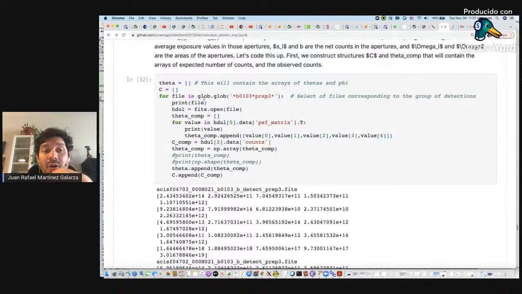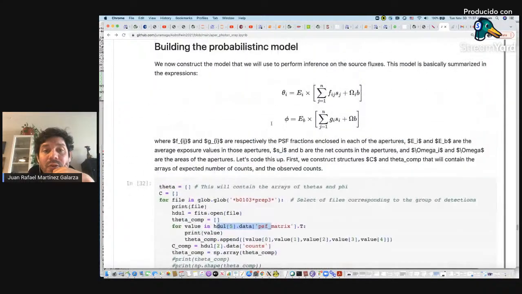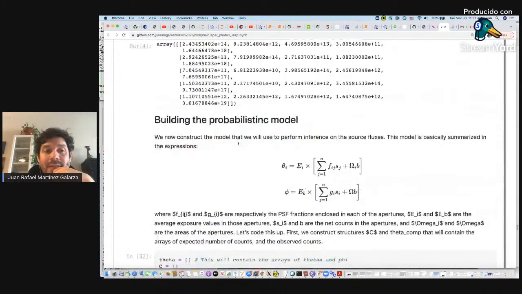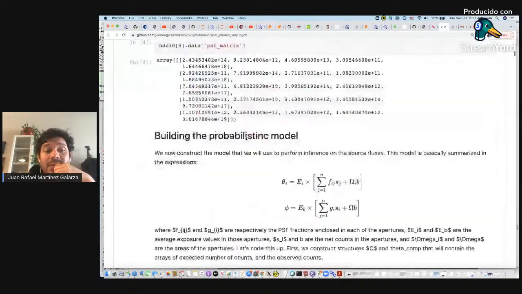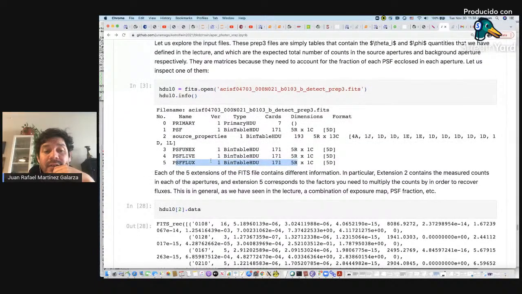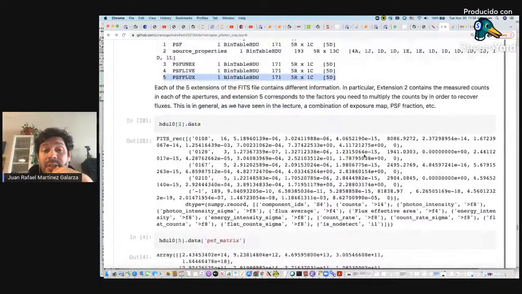So what I'm doing here is I'm going over all the PREP3 files, all of the 10 observations that were done of this particular region, and I'm going to take those matrices that contain these quantities. By the way, the reason why there is more than one matrix here is because this one is for flux, this one is for photon flux, so how many photons per unit time instead of how much energy, and this one is only for the counts. Depending on the units you want your answer in, you can pick a particular one. Because I want this to be in units of energy, I'm picking the one that contains the exposures in terms of energy units, right?